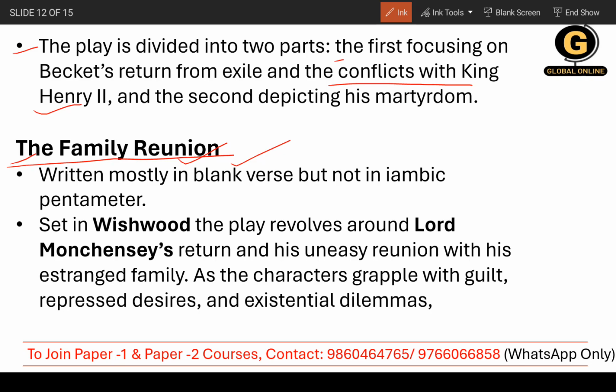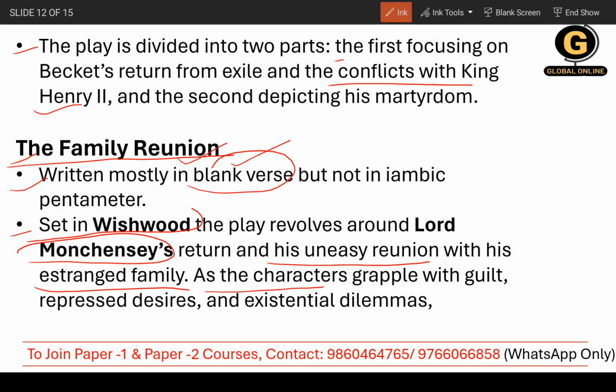Now here it was written in blank verse, mostly blank verse, but not in iambic pentameter, because mostly in blank verse iambic pentameter is there, but The Family Reunion is written in a different way. Okay, now it was set in Wishwood, and the play revolves around Lord Monchensey. So he returned, and his uneasy reunion with his estranged family, like maybe he must have been somewhere else and he came back and reunited with his family.